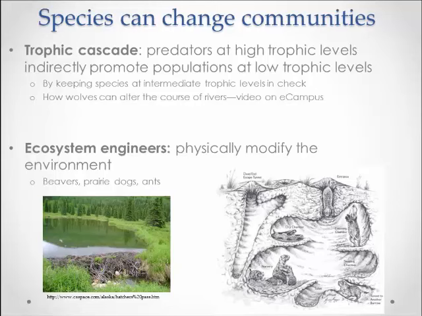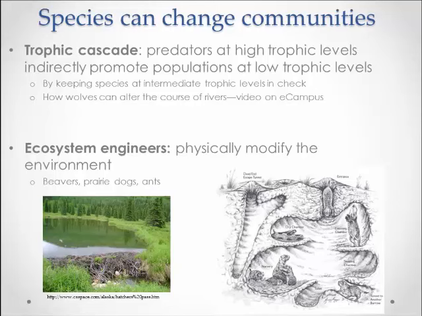Trophic cascade refers to the suite of effects that occur when predators and high trophic level organisms indirectly boost the population of low trophic level organisms by preying on and managing the populations of intermediate trophic level organisms. There is an excellent video on eCampus that illustrates and explains this concept very well by examining the reintroduction of wolves to the Yellowstone National Park.